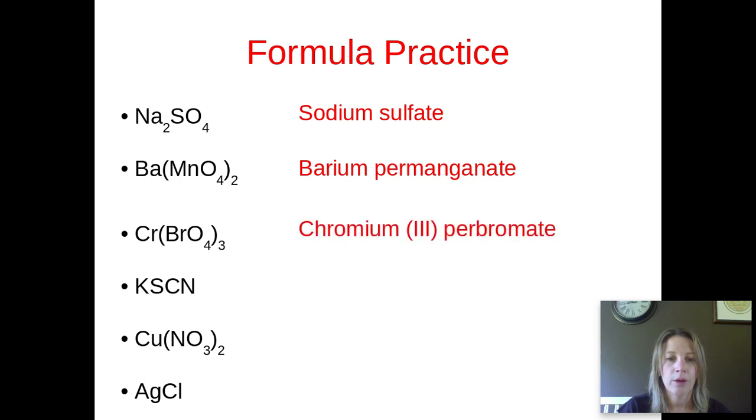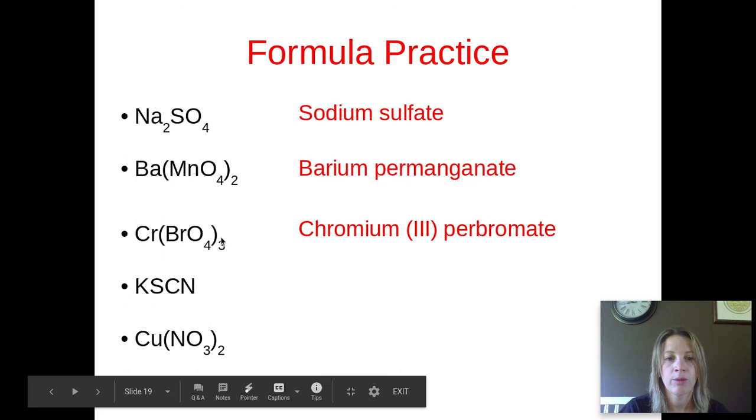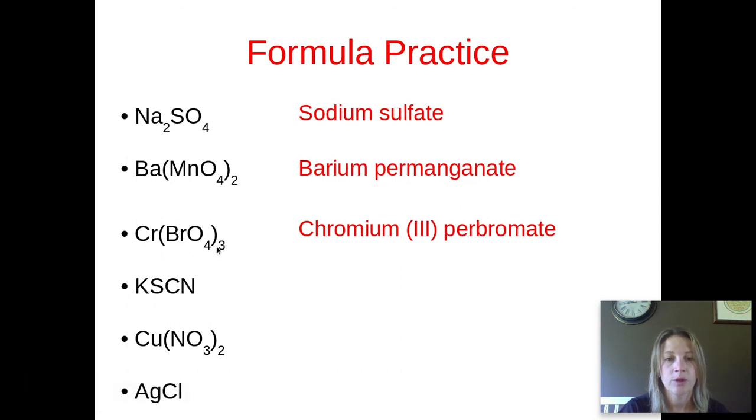Chromium perbromate. We do need Roman numerals. How do I know what the charge on chromium is? Well, I look to see how many perbromates I need. I know perbromate has a -1 charge. So if I need 3 of them, it must mean the charge on chromium is +3.